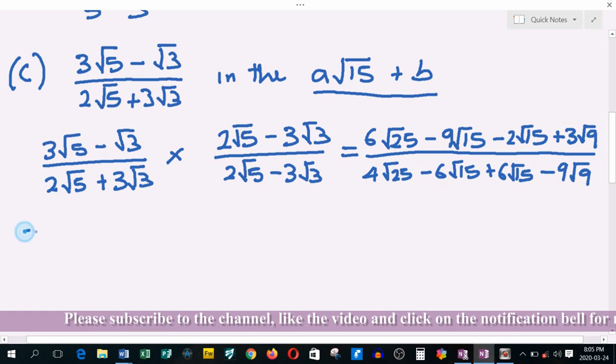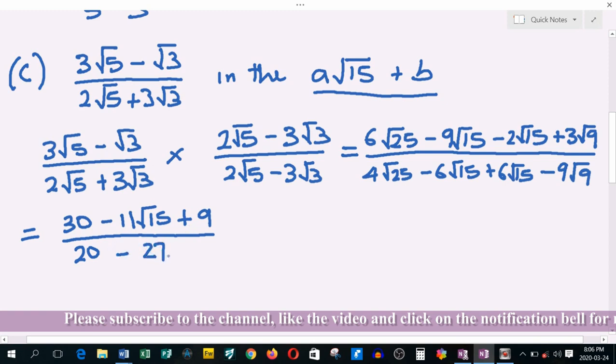Okay, we simplify this further. 6 root 25 is 30, minus 11 root 15, plus 3 root 9, which will give us 9, all over 20 minus 6 root 15 plus 6 root 15, which will cancel out, minus 27.